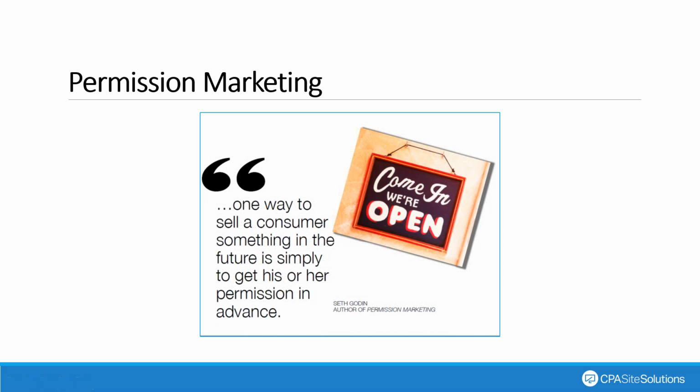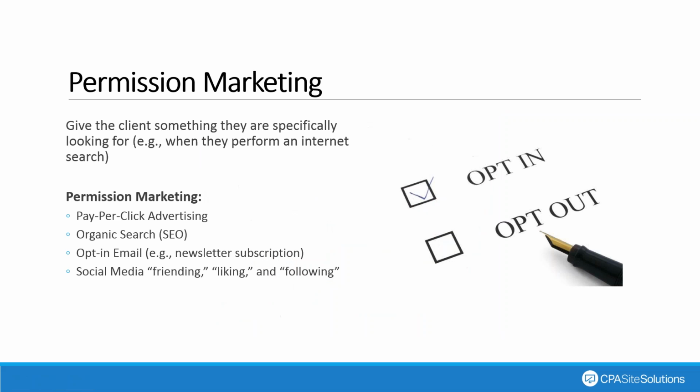So when we think about online marketing, I really want to make sure that you understand what distinguishes online or digital marketing from traditional marketing. The thing that makes it different is that most of it is called permission-based marketing. Permission-based marketing is really the consumer has given you permission to market to them. Seth Godin, the author of a great book called Permission Marketing, said one way to sell a consumer something in the future is to simply get his or her permission in advance. And online marketing is a great permission marketing tool.